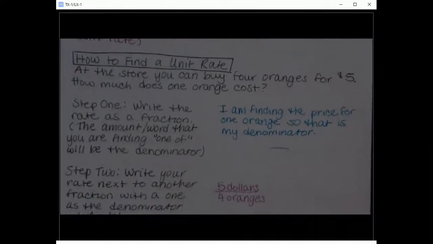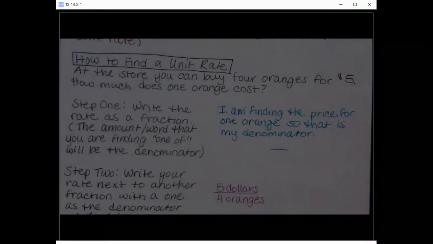So these notes today are how to find a unit rate. At the store, you can buy 4 oranges for $5. How much does one orange cost? So step 1 is to write the rate as a fraction.